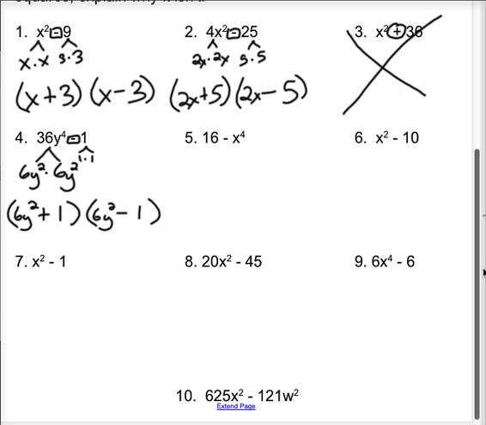Number 5. 16 is on our list of perfect squares. It is 4 times 4. X to the 4, well, we just talked about that with the y to the 4 in the previous one. So when you break it down, we just get x squared and x squared. 2 plus 2 gives us that x to the 4.